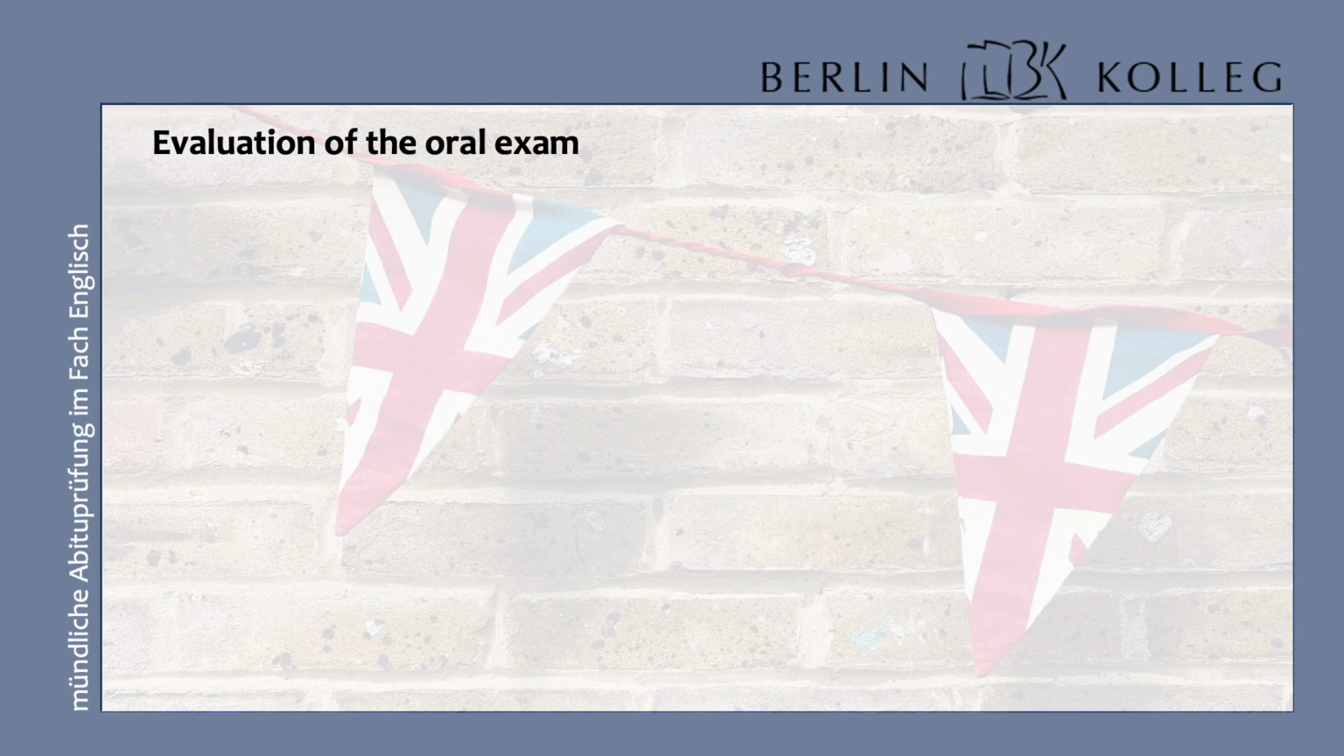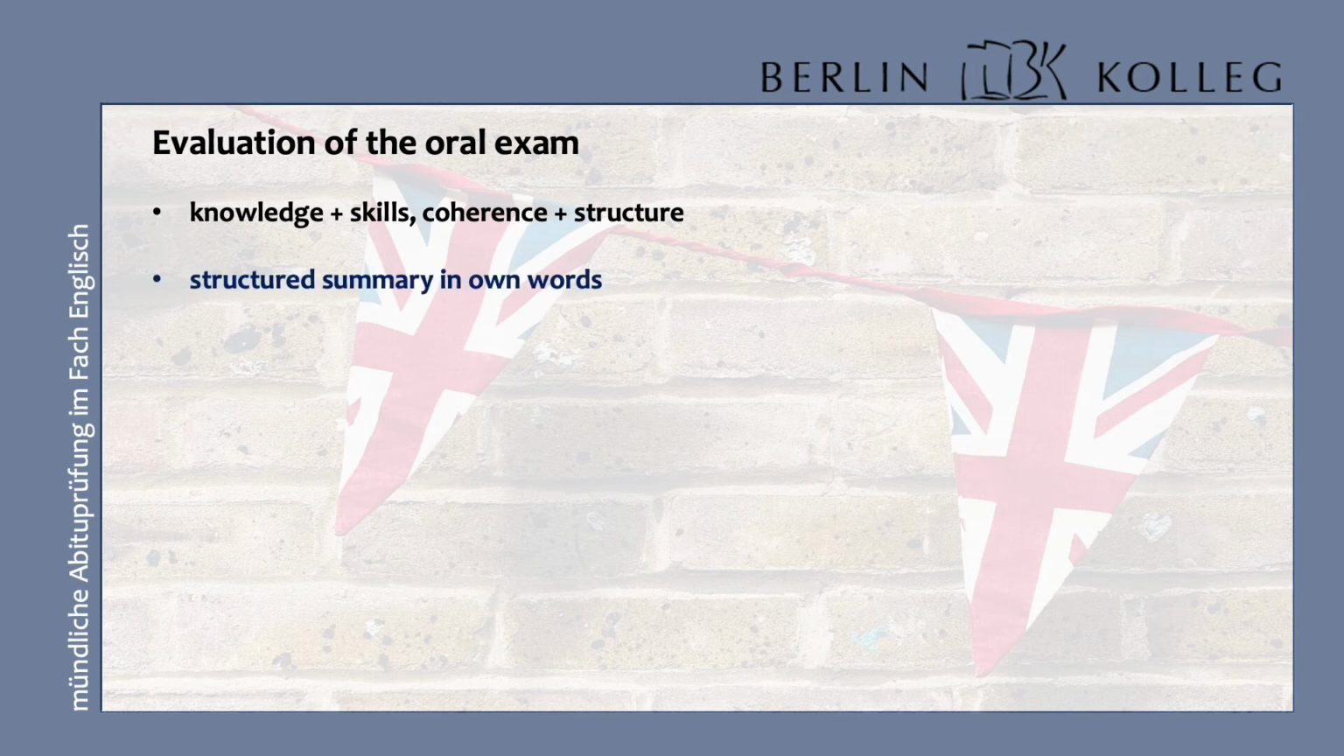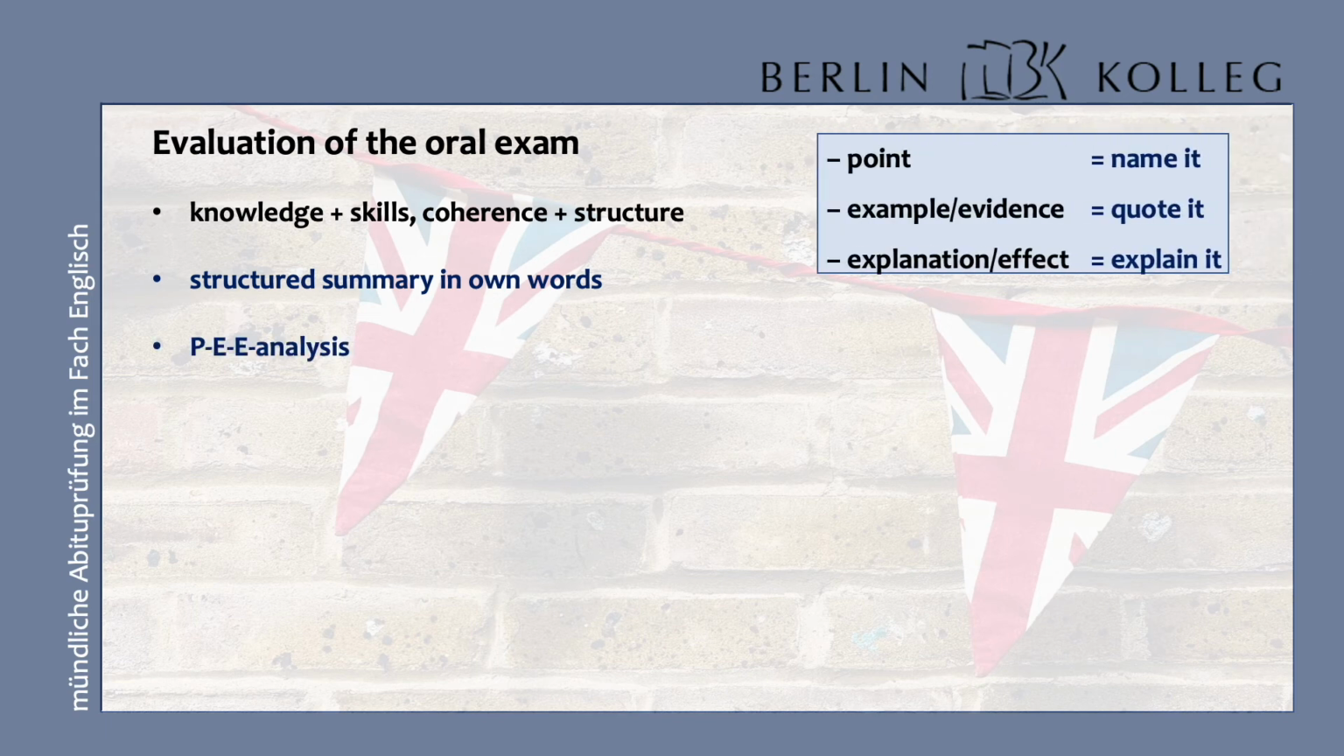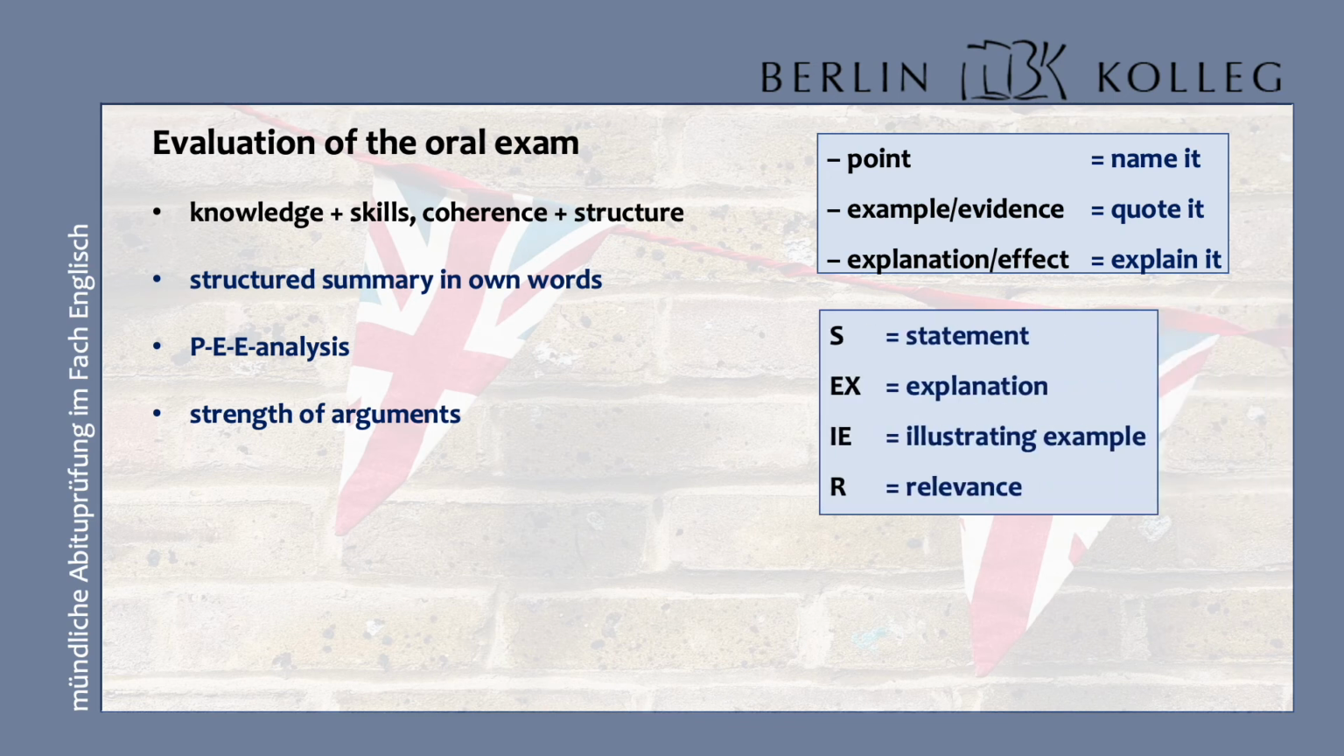In the oral exam, the examinee needs to demonstrate that they can present their knowledge and skills independently, coherently, and in a structured manner. This means that the examinee proves their ability by structuring and summarizing facts in their own words in the outline, following a method-based approach in the analysis, so applying PEE, or to call it the easier axis, name it, quote it, explain it, and they're showing a strength of argumentation and expressing an opinion. Using sexy arguments helps to demonstrate it. In addition, the candidate should demonstrate in the oral exam that they are able to respond to questions and comments in a competent and appropriate manner.